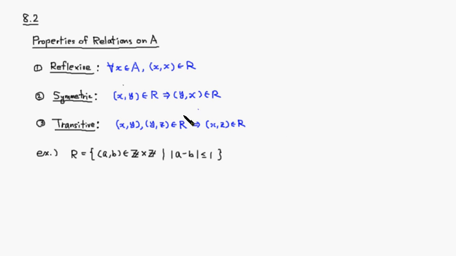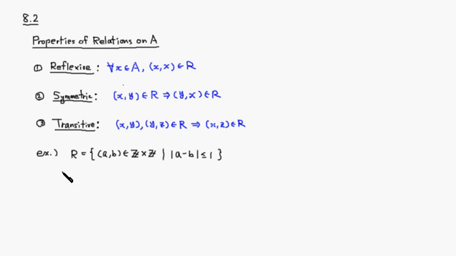All right, so let's look at the following example. Right, so the relation is defined on Z, right? An integer is related to another integer if the absolute difference is less than or equal to 1, right? Let's see if it's reflexive.